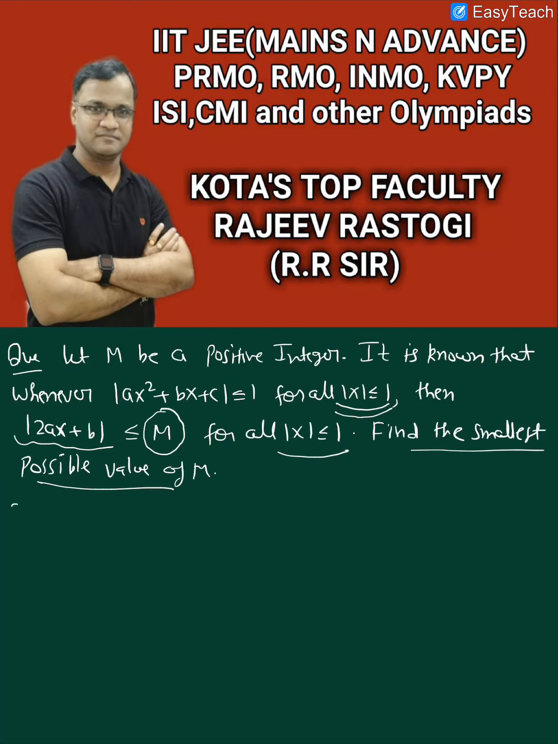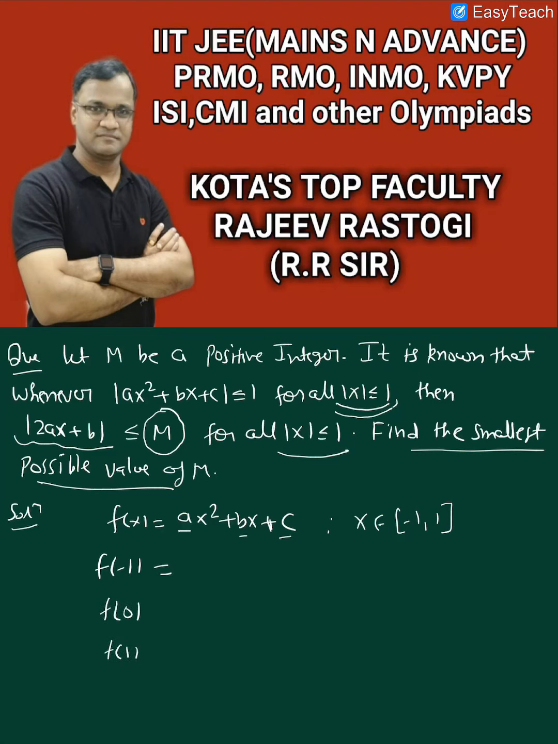Okay, fine, let's start. Let us suppose f(x), quadratic function f(x) is ax square plus bx plus c. Now I am going to find the constants a, b, c in terms of f(-1), f(0) and f(1), because this function is given in the interval minus 1 to 1.